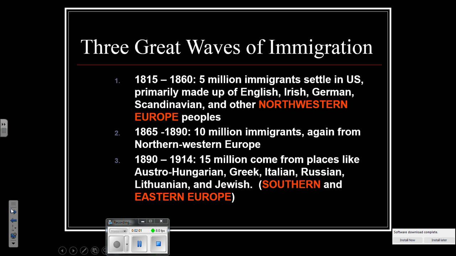These people are primarily Austro-Hungarian, Greek, Italian, Russian, Lithuanian, and Jewish, and for a lot of different reasons. The Jews are being picked on. Not quite World War II yet, but they're being picked on, so they're coming. Russia is in a state of chaos. And what's interesting is the first group, like Irish and Germans, they're picking on these people. They're picking on the Italians. Every group got picked on at some point in the United States. It's really sad. We always pick on the new guys.